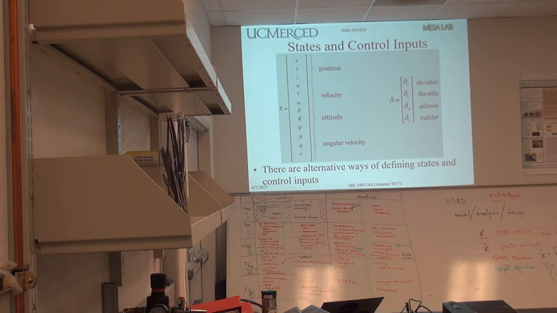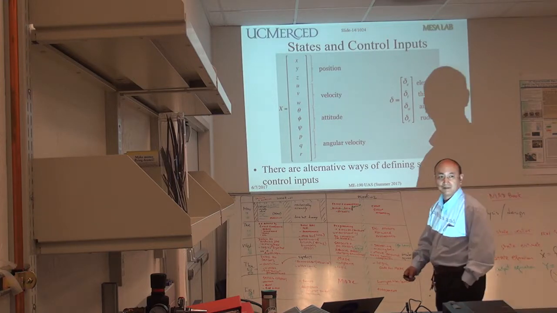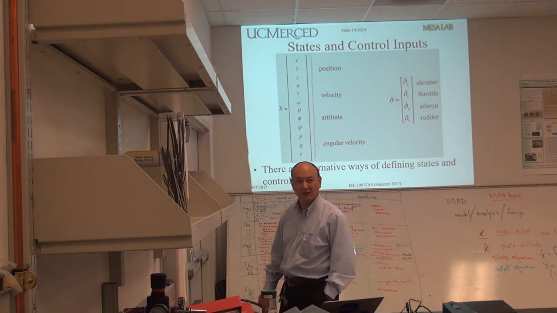So we did something using conventional ideas, x, y, z. So we need a coordinate system, right? So x, y, z, u, v, w, phi, theta, psi, p, q, r. So these are the regular notation for the state x, okay? So you should know this. You should know this. There's no escape.